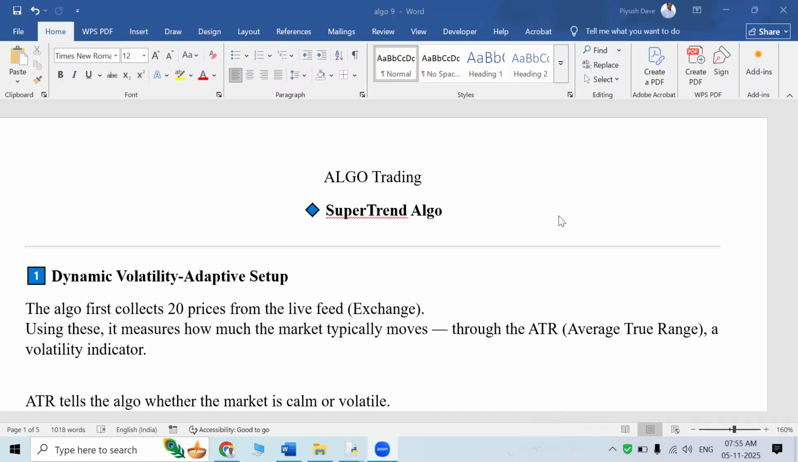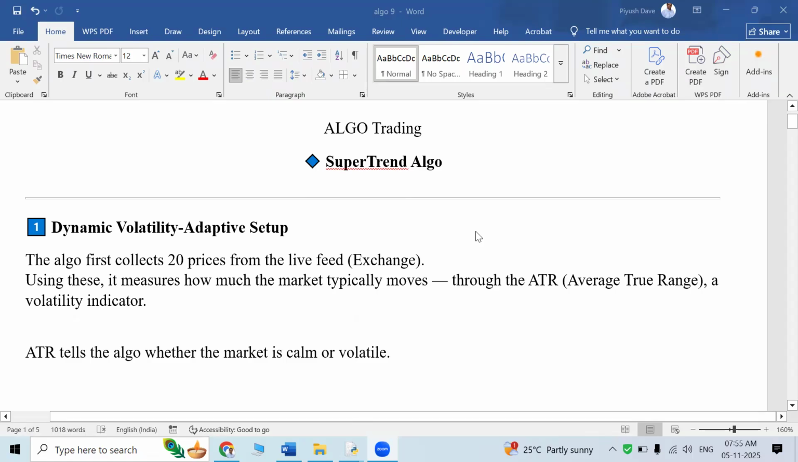Hello, I am Piyush Dave, a fintech professional, and today I am going to show one more algo trading strategy based on super trend. Many traders follow the super trend technique in technical analysis, but I come with the idea of combining this super trend with ATR, and a lot of new things which I have added in this algo make it work very beautifully.